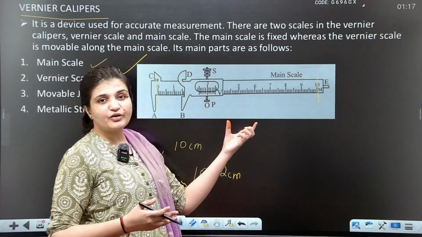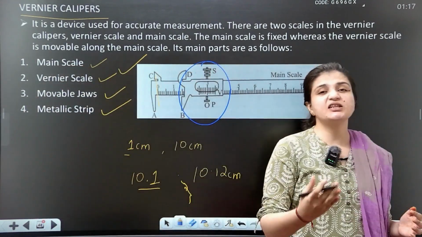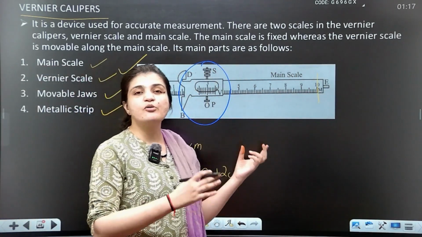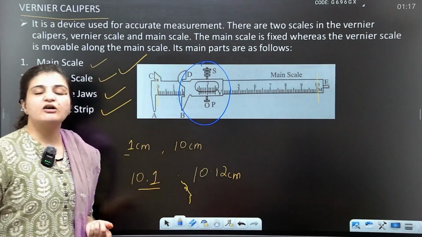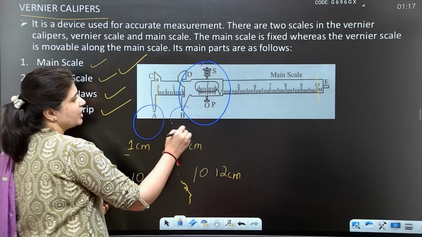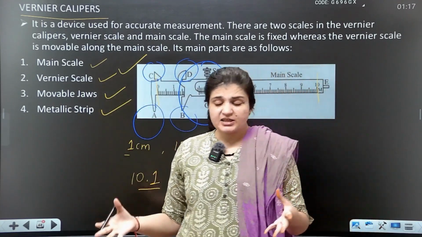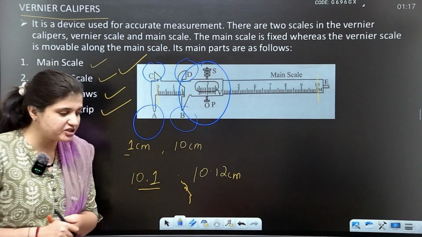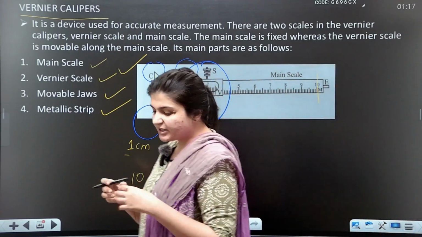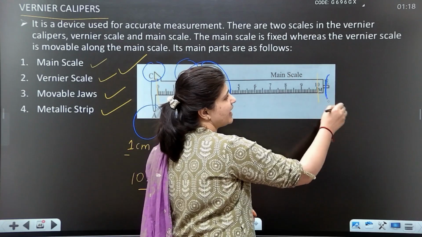Then comes the vernier scale, which helps in giving the answer to a more accurate value. Then we have the movable jaws, these are the jaws A, B, C and D. Why do we have these jaws? These jaws measure the thickness, internal diameter and the length of the tube. And then we have the metallic strip.